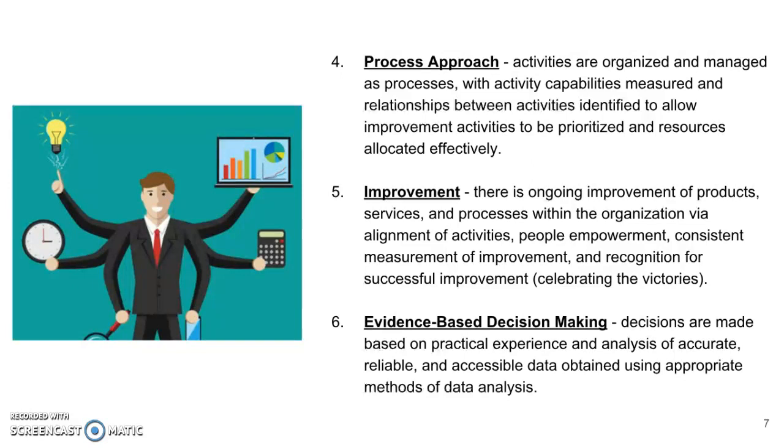Then there's improvement. Improvement is a huge hallmark of ISO 9000. There has to be ongoing improvement of the product, the service, and the processes that you have in your organization. You can implement things like Six Sigma and total quality management to help you here. Then there's also evidence-based decision making, which is really important. Decisions have to be made not only based on that practical experience that you have, but also on some accurate, easily accessible, and reliable data.